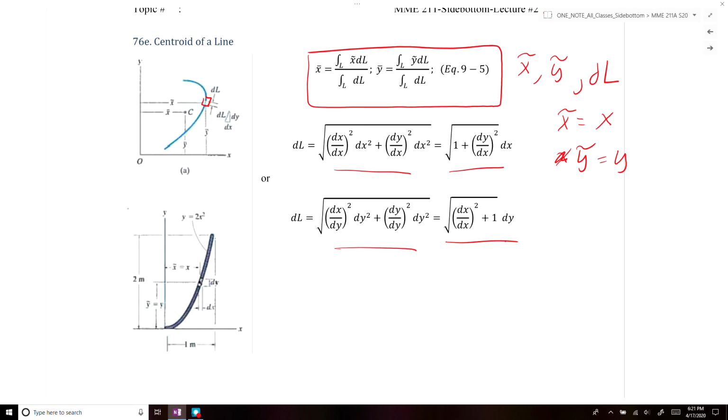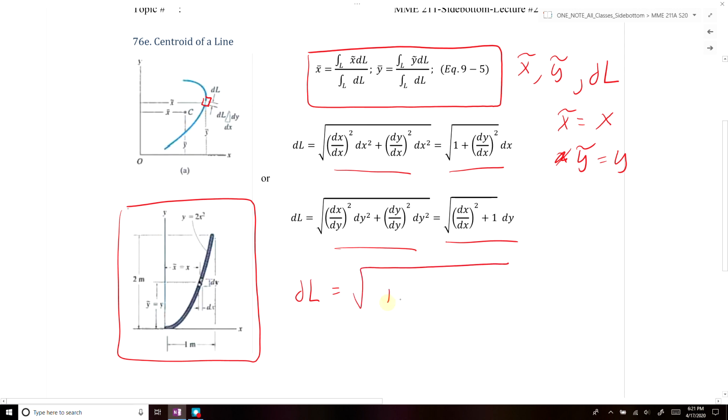So in the case of this example here, we can define dL either as being equal to the square root of 1 plus dy/dx squared. So dy/dx squared is equal to 4x squared. Or you could define it using x equal to the square root of y over 2.